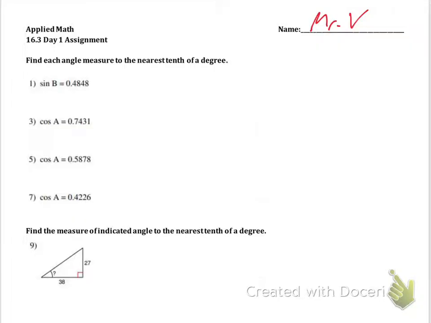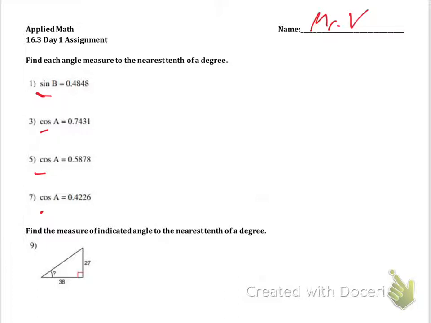So for these first ones, all you would need to do, if you want to get rid of the sine on each side, or whatever the classification is, the sine, cosine, whatever, you just do the inverse of it. So I'm going to do the inverse of sine to both sides. In my calculator I have to do shift sine -1, and then I'll just type in 0.4848, and then close parentheses.